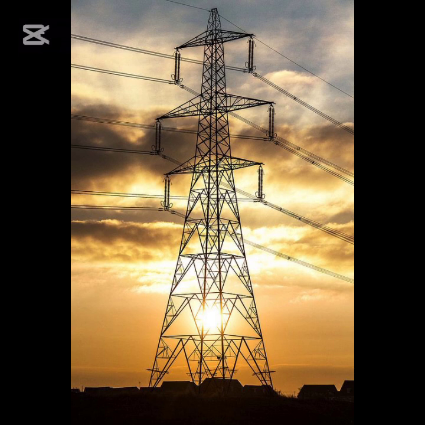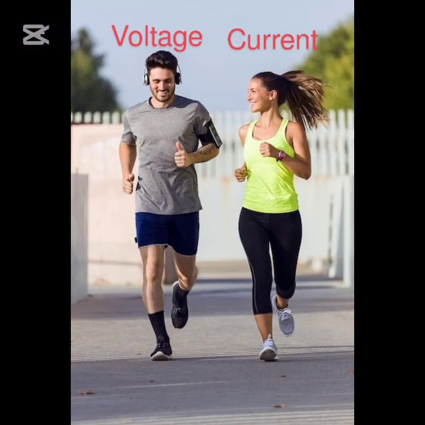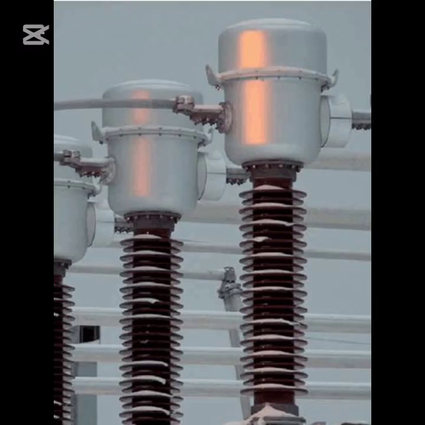Before I start, it is important to know that the term power factor only occurs in alternating current systems, not direct current circuits. The reason is that in direct current systems, the phase angle between current and voltage is zero. This means that current and voltage are in phase, or in step. So let's continue with the topic of the day.